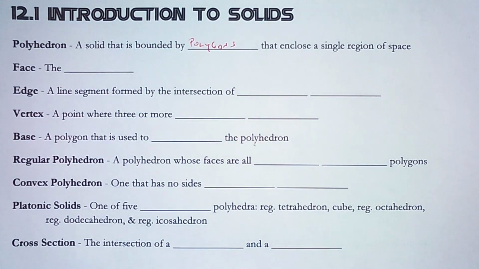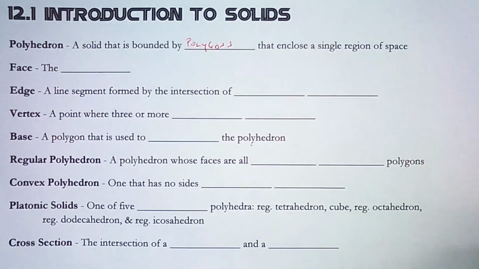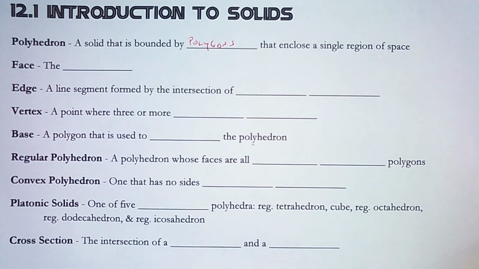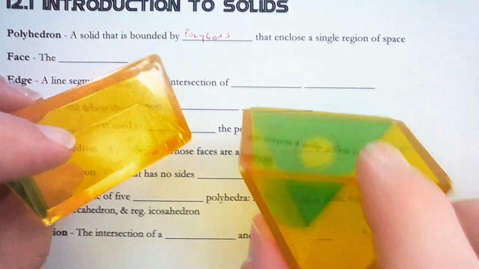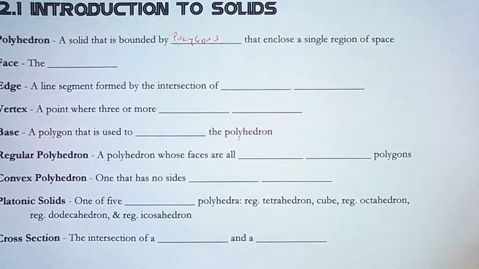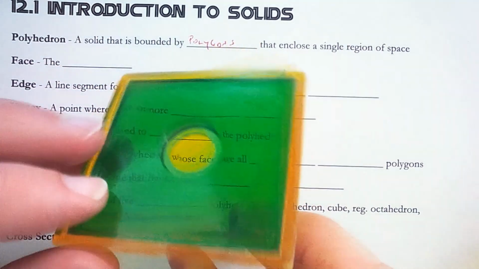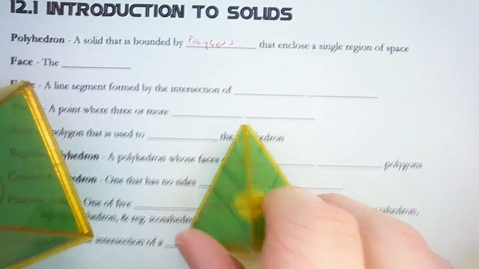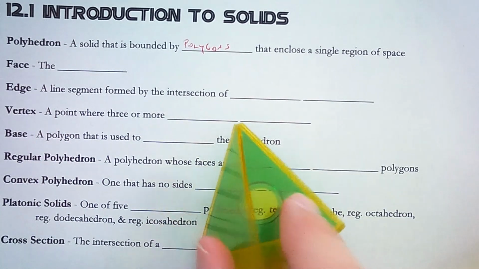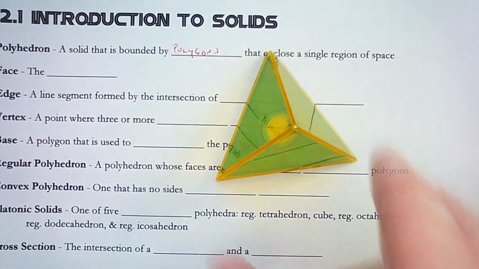I've got another prism here. It's another rectangular prism. I've got a couple triangular prisms. So these are triangular prisms. I have some pyramids. So I've got a pyramid here. On the pyramid I've got here, the base is a square. So this is a square pyramid. Here's a pyramid whose base is a triangle. So this is a triangular pyramid.